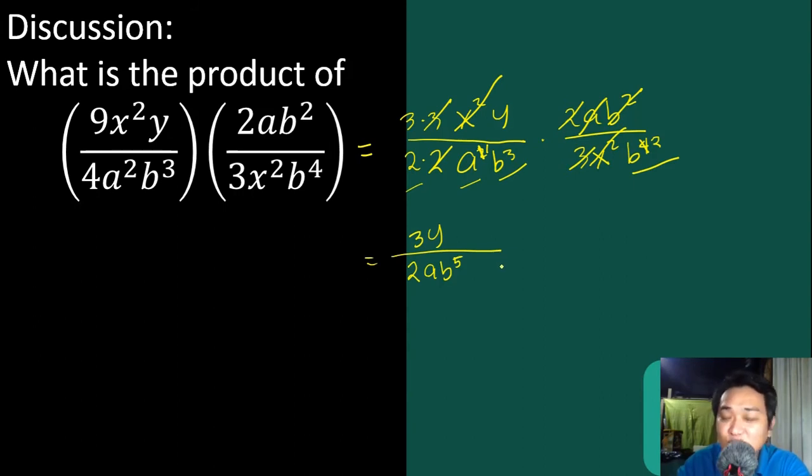At saka pa lang tayo nag-multiply. Okay? Kung hindi siya na-cancel at nagkataon meron pareho sa baba or sa taas, tsaka pa lang natin siya i-multiply after nating mag-cancel para hindi masyadong malaki yung mga kino-combine natin. So the answer is 3y, or the product of these two rational algebraic expressions is 3y over 2ab to the 5th.